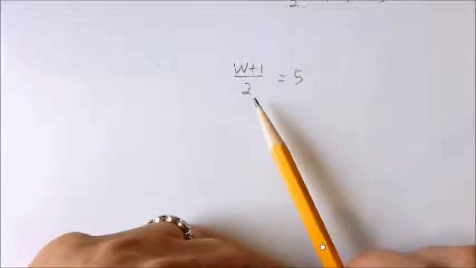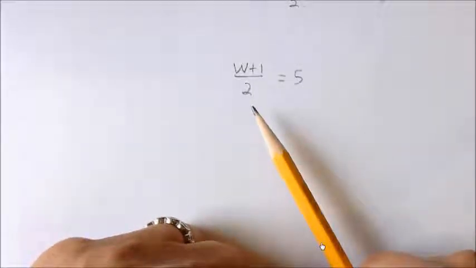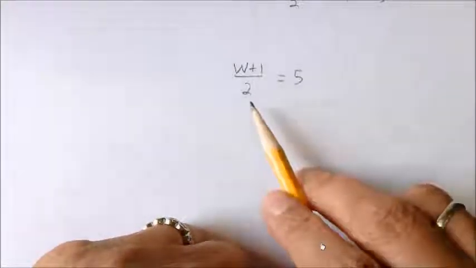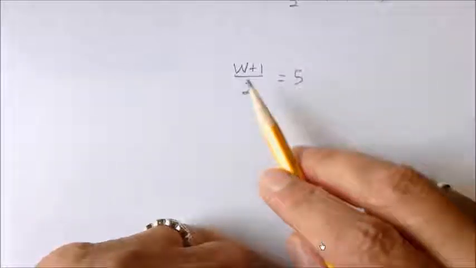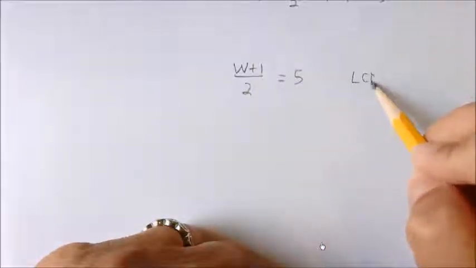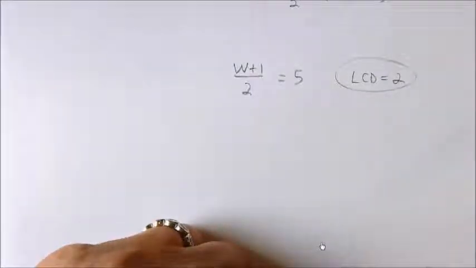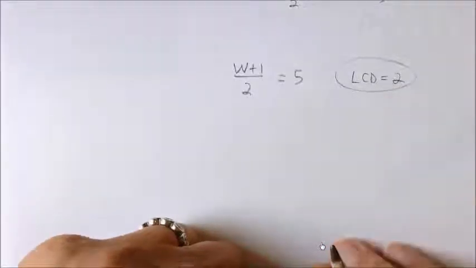What we have to do is clear the fractions. The only denominator is 2. This 5 is sitting on top of a 1. So what is the lowest common denominator for these two? It's 2. So I'm just going to write it over here. The lowest common denominator is 2. It's the smallest number that 2 divides into and 1 divides into with no remainder.